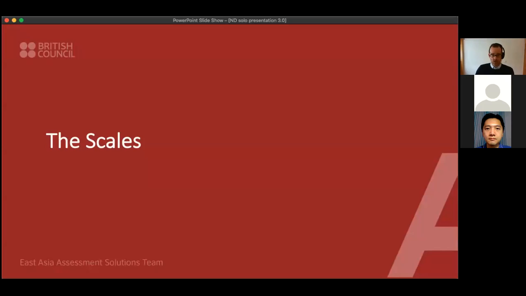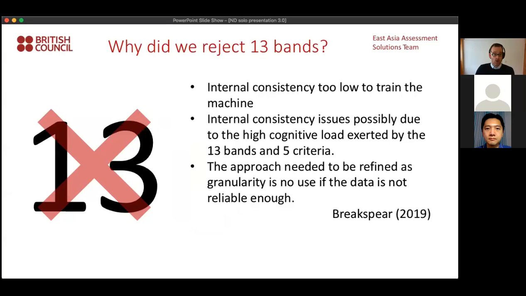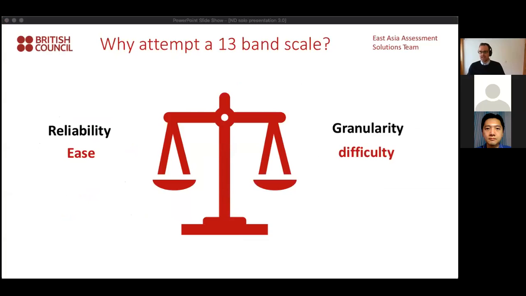Now let's talk about the scales that we used. Why attempt a 13-band scale? Well, the IELTS Smart Learning application is designed to measure progress over time and tease out small differences in performance. It needs granularity to deliver this. The chosen scale length came down to a compromise between what's reliable and the level of granularity.